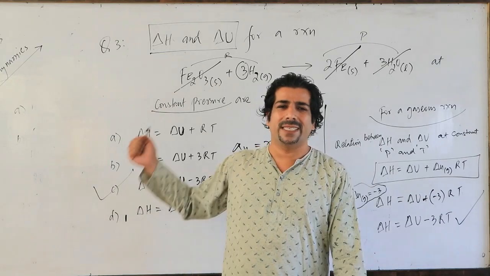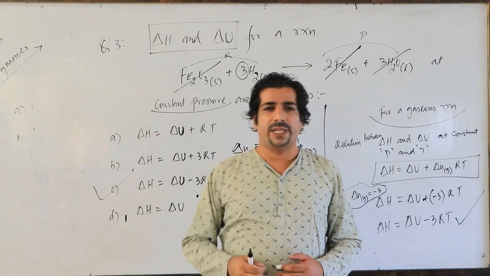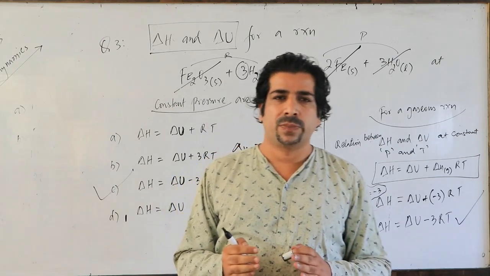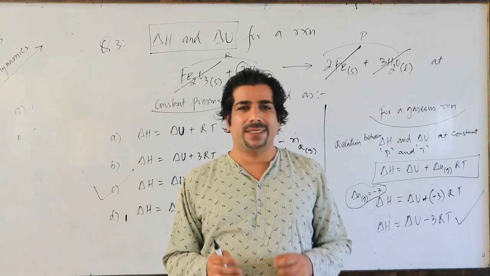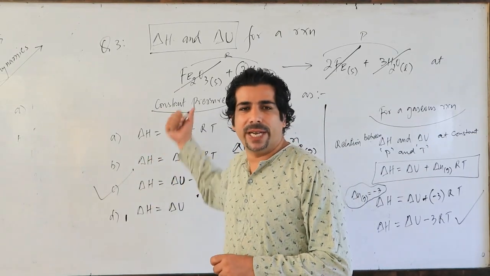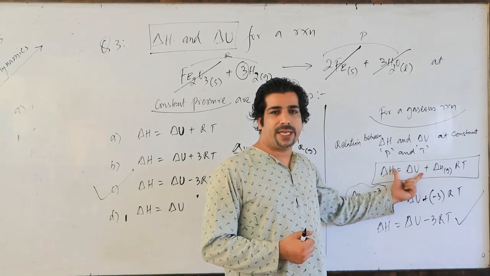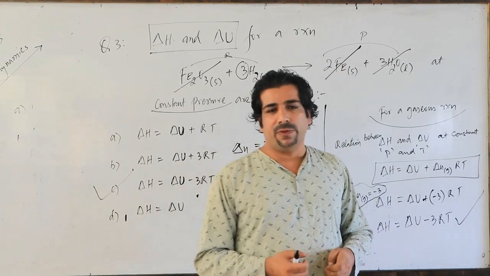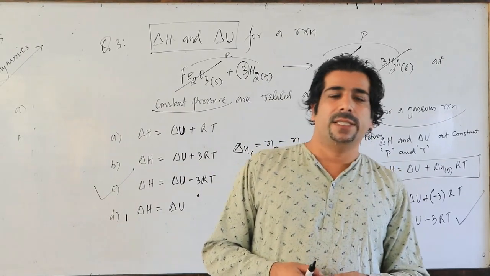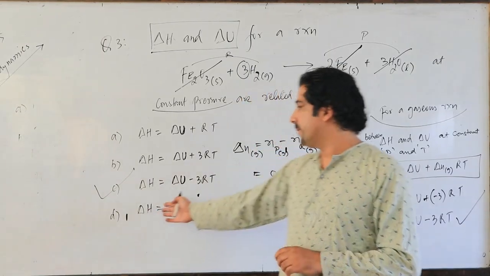When you calculated delta N gaseous for this reaction, you found that the change in the number of moles in gaseous state is minus 3. You put the value of minus 3 in this equation which we have already derived. So the final relationship for delta H and delta U is delta H is equal to delta U minus 3 RT. Please make note of this.